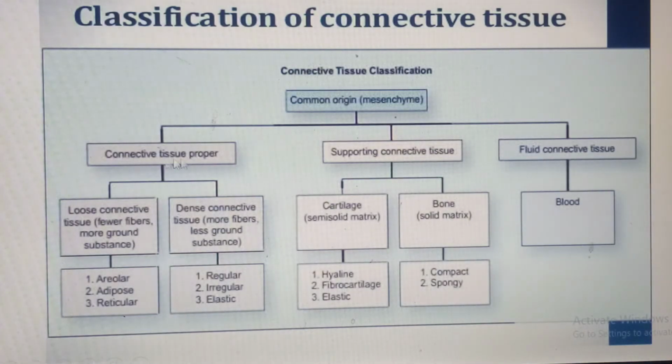Now, if it is connective tissue proper, then we are going to have what we call the loose connective tissue and dense connective tissue. The loose ones we've seen: areolar, adipose, reticular. And if it is dense: regular, irregular, and of course the elastic type. So this is another means of classifying this kind of connective tissue we're talking about.